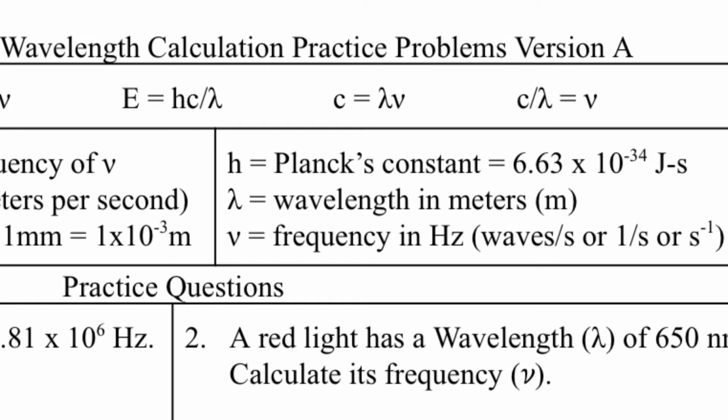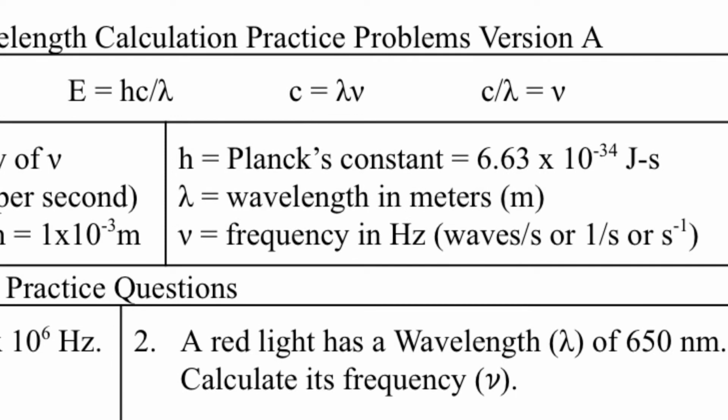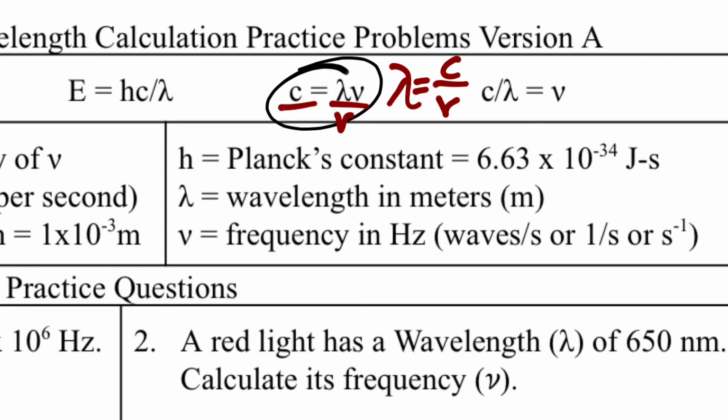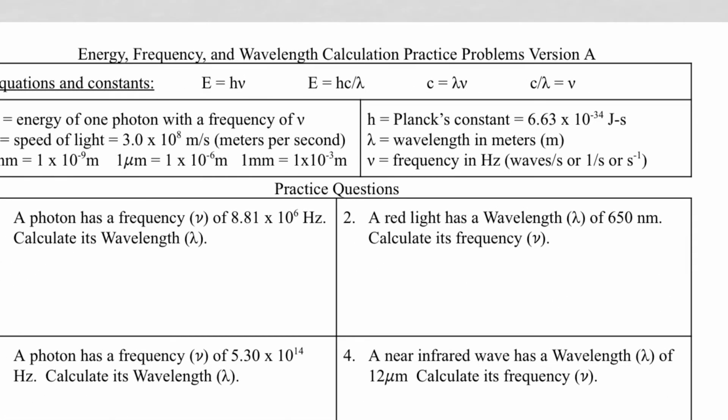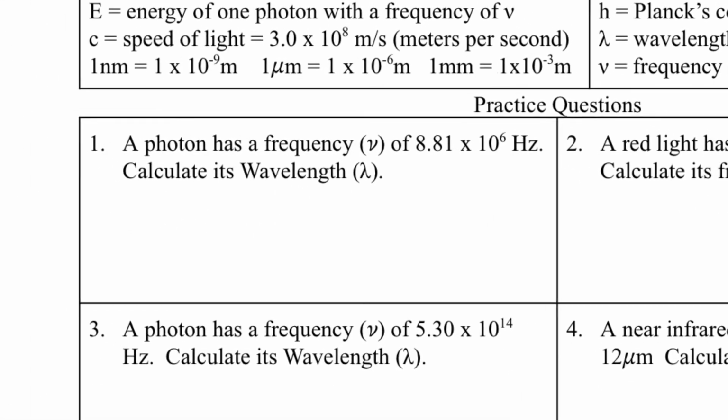You can obviously manipulate some of them to a different format. For example, here, you can change that from this to this: lambda over lambda is equal to C over nu. The reason you can do that is if you divide both sides by nu, the nu's cancel out, which makes this equal to that. So it is very important for you to recognize that there are ways to change these equations algebraically to make them equal to something else that you need.